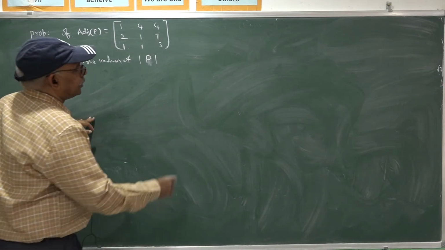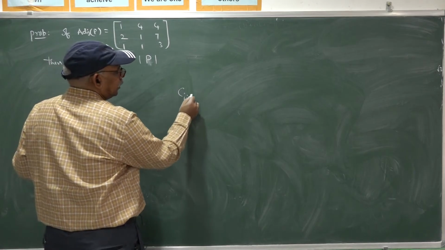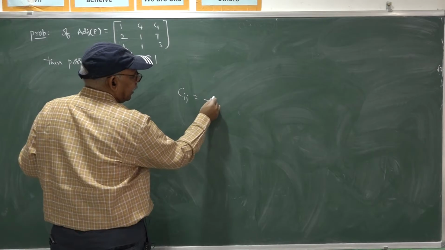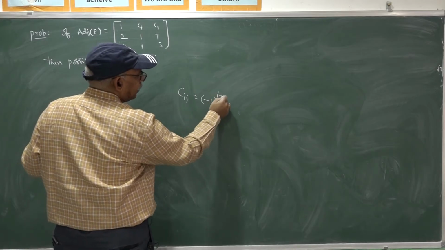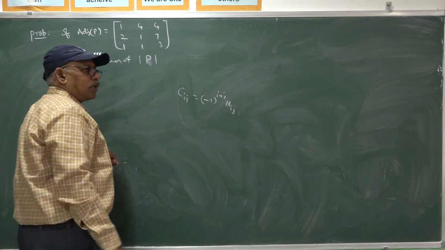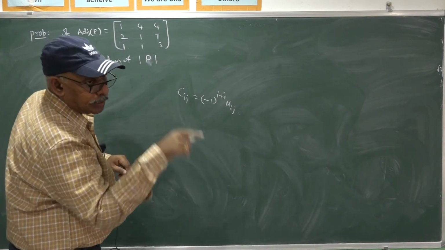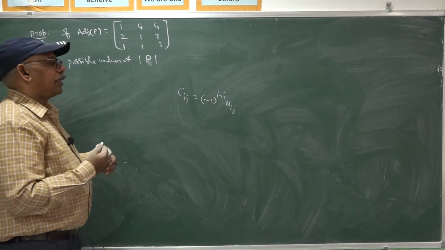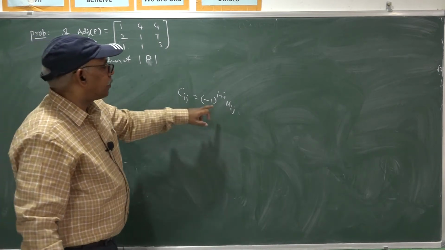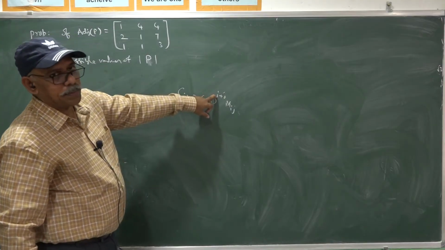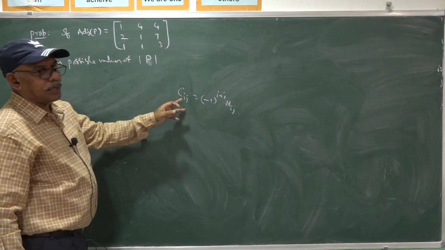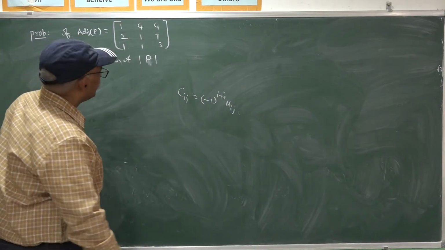Cofactor means Cij. The cofactor of the element Aij is nothing but minus 1 whole power i plus j multiplied by the minor. Minor means, once you eliminate the ith row and jth column, the determinant of the remaining submatrix is the minor. Once you multiply that minor with minus 1 whole power i plus j, you get the cofactor of the element Aij.